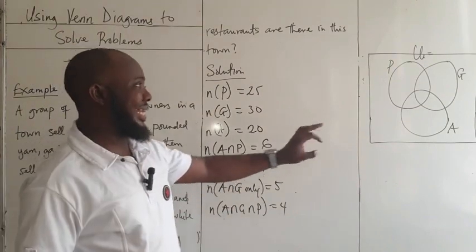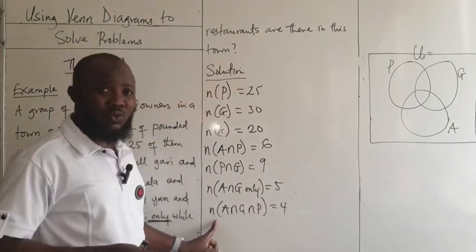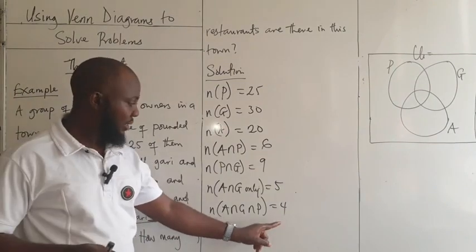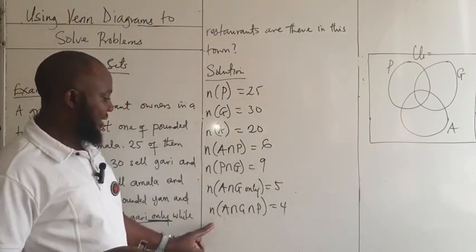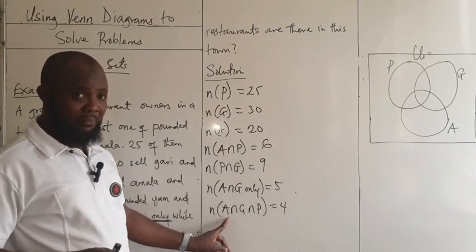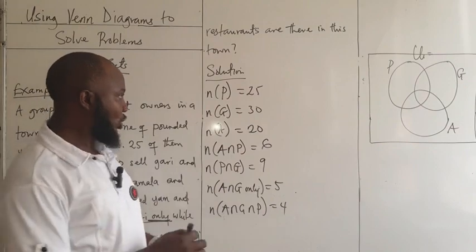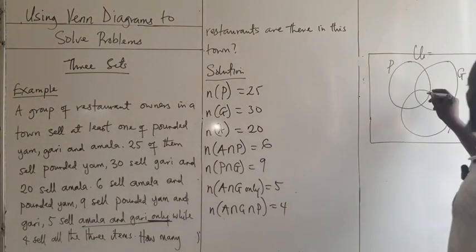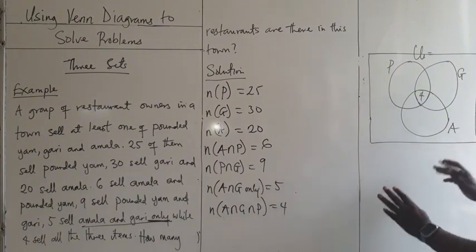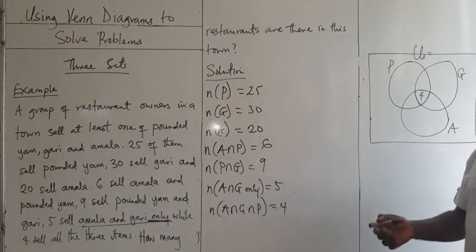From what I told you when we were looking at 2 sets, if you want to start this, you start at the middle, where the 3 of them are meeting. Where are the 3 of them meeting? They are meeting as 4. That is 4 owners sell amala, gari, and pounded yam. So we go to 4, where the 3 of them meet. This is amala, this is pounded yam, this is gari. All of them will be here. That is 4.